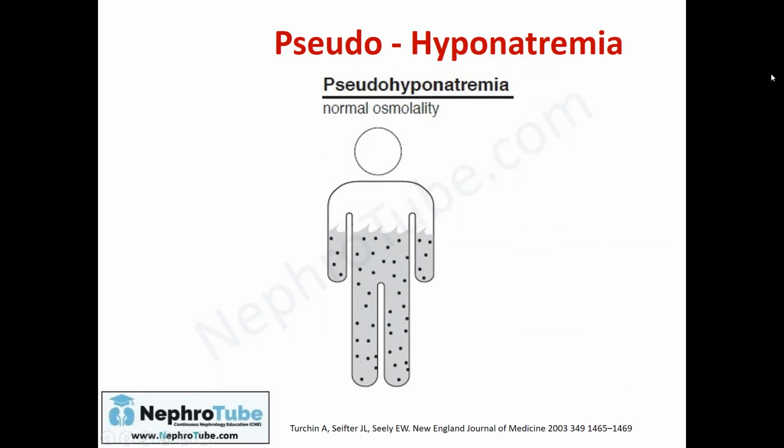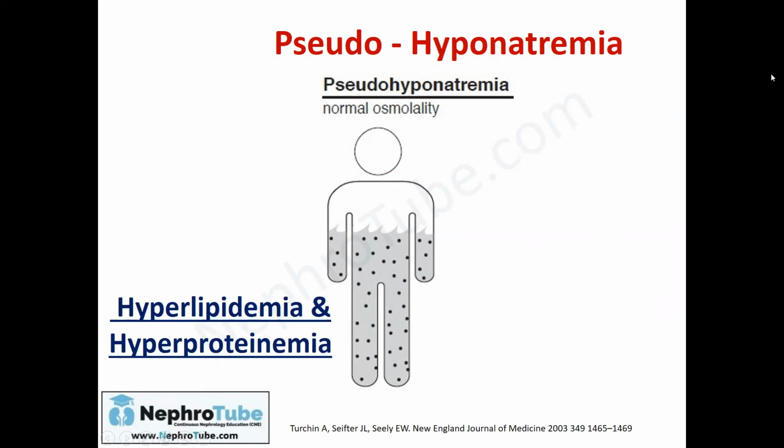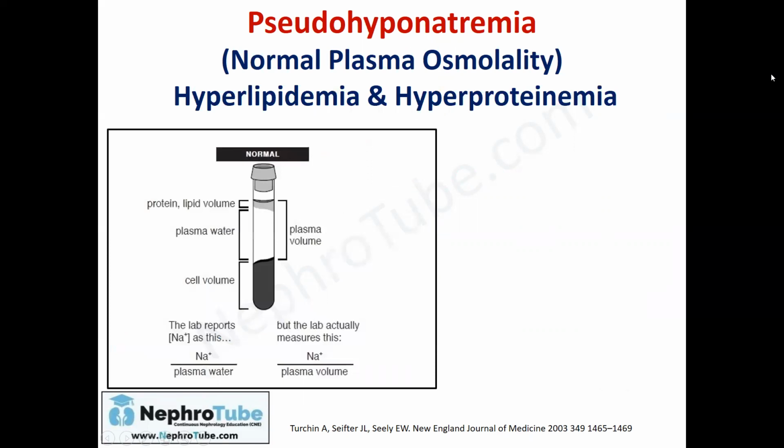This is to go back to pseudohyponatremia, with normal osmolality. Pseudohyponatremia, or normal osmolality, occurs in patients with hyperlipidemia and hyperproteinemia, in patients with high lipid and high protein levels. How is that? This is a lab error. Normally, this is a sample from a patient. As I said before, these are the cells, and this is the plasma water in which we have to measure sodium, and the protein and lipid volume is related to the plasma volume. Sodium is here, and we measure sodium here.